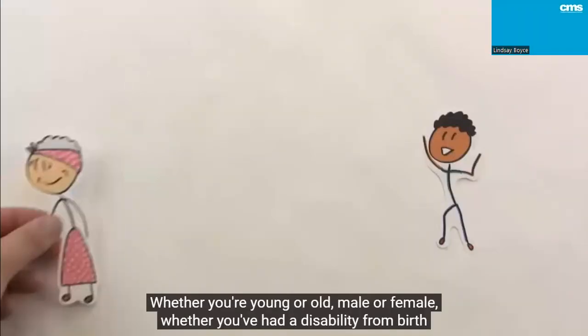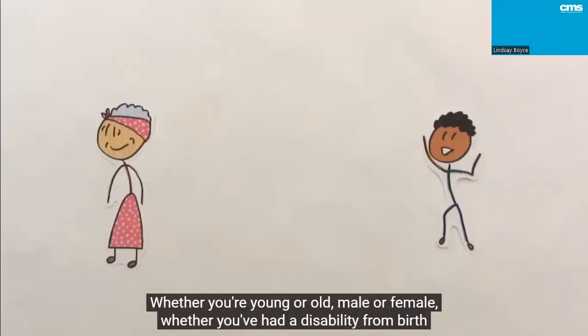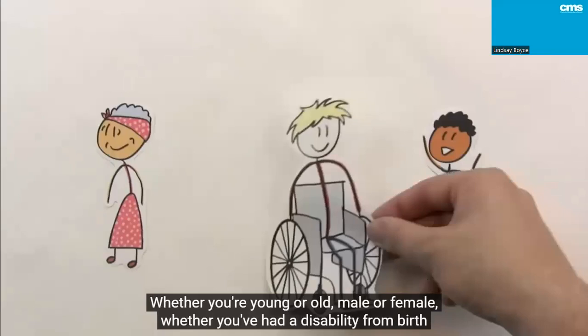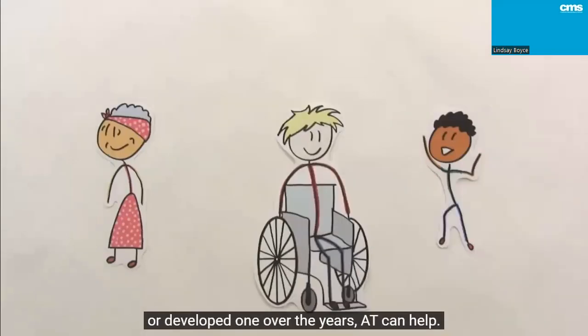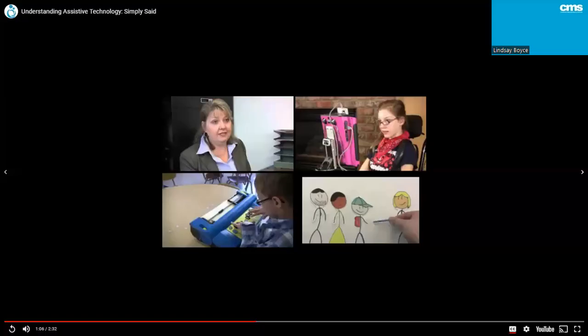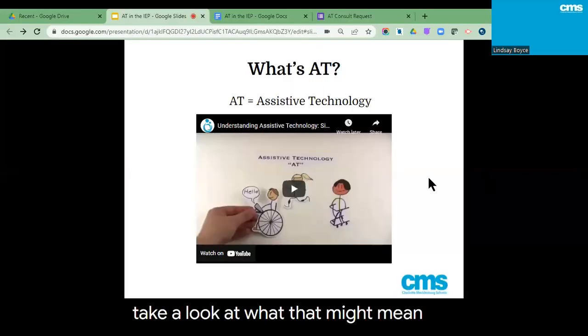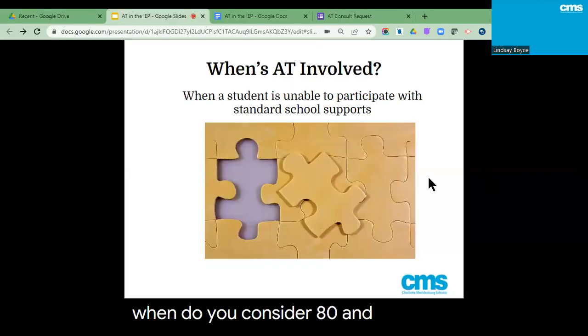Whether you're young or old, male or female, whether you've had a disability from birth or developed one over the years, AT can help. Okay, so when do you consider AT in the school setting? Basically, any time that a student is unable to participate with the standard school supports.